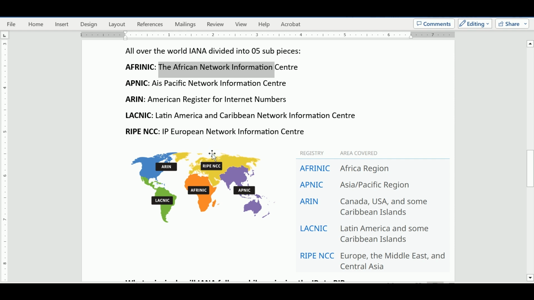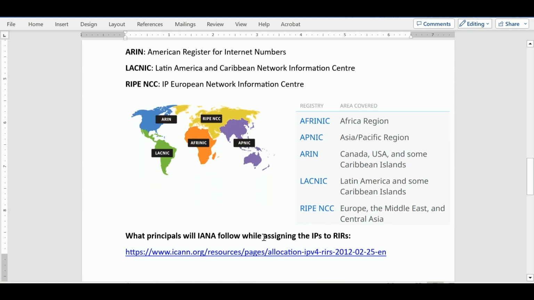In the same way, Europe has their RIPE NCC. All the European countries will fall here, and the Latin America countries will fall here, and this one will form under Canada, USA, and those places. ARIN stands for American Registry for Internet Numbers. You can see the abbreviations here, and this is how a single RIR is managing its infrastructure.